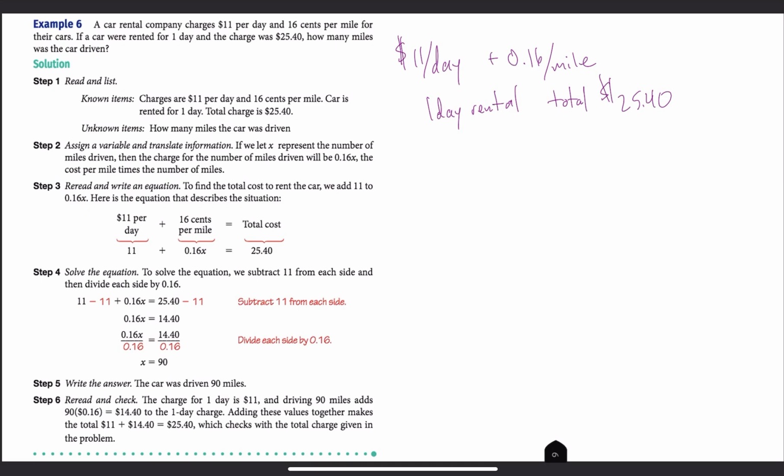So here are some things we know. We know that $11 per day times 1 day, that would get us how much it costs for the initial daily rental, plus 16 cents per mile times how many miles we don't know, totals my total rental cost. So this is the number of miles, and this is the number of days in my formula here. So I have cost per day, cost per mile. All I have to do is plug in my number of days, my number of miles. In this case, I know the number of days. I don't know the number of miles, but I do know the total cost.